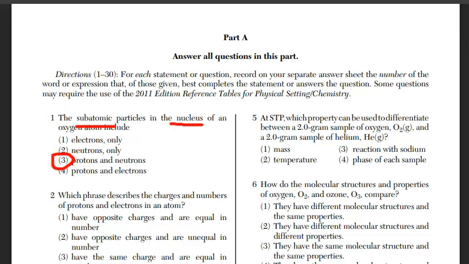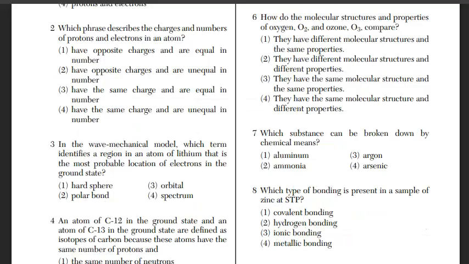Know it. For question 2, which phrase describes the charges and numbers of protons and electrons in an atom? Well, again, you have to remember protons are positive, electrons are negative, right? Neutrons, sometimes you'll hear somebody say zero charge or neutral. We're specifically, though, talking about protons and electrons. And key also is we're talking about an atom. Atoms are electrically neutral. What that means is the number of protons equals the number of electrons. So equal in number, but they have opposite charges.